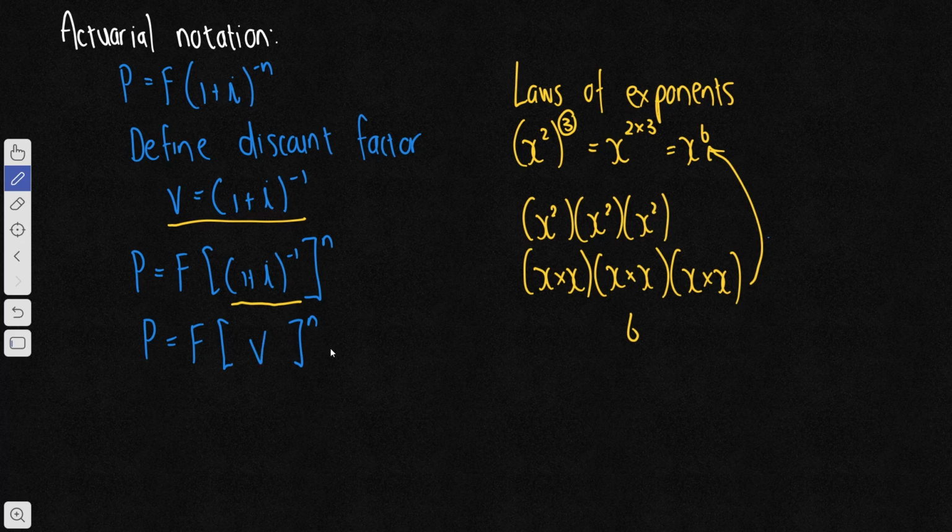Now to get rid of the square brackets is fairly easy. All we need to remember is that this v, although there's no exponent written here, is actually v to the power 1. Now from the law of exponents, we know that we can simply multiply 1 by n to obtain the final value, and that is simply F times v to the power n. Memorize this formula since you'll be using it a lot for this exam.